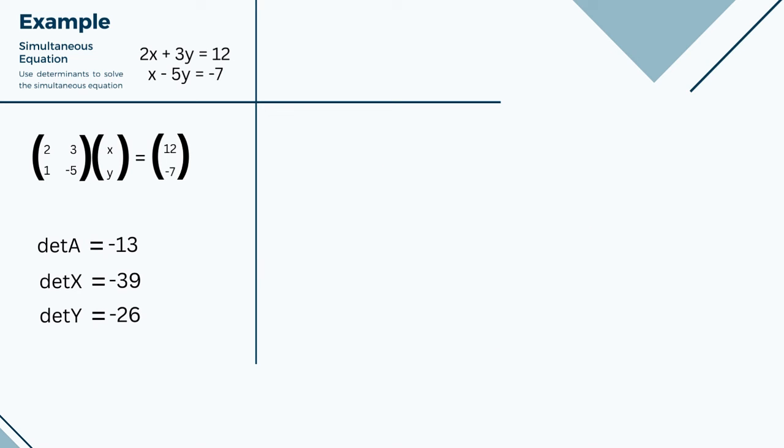So we have gotten det A, det x, and det y. What we need to find now is x and y. To find x, we'll use the formula that you are seeing right now. x equals det x divided by det A. So we'll substitute the value of det x and the value of det A. From there we have minus 39 divided by minus 13. Minus will cancel minus, and 39 divided by 13 will give us 3.